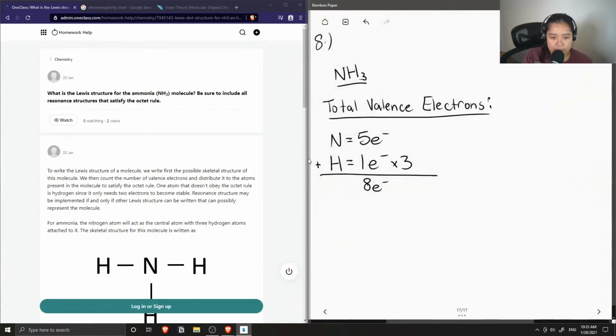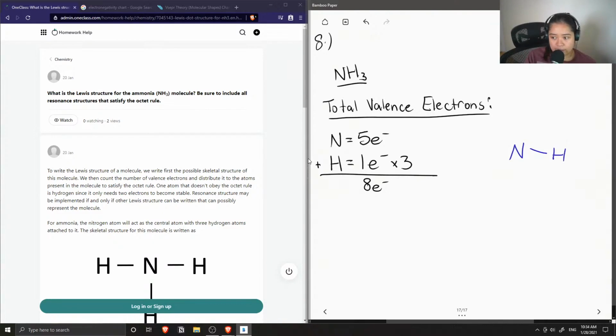So now let's start off by writing out the skeletal structure of NH3. Nitrogen would be our central atom. In this case, it is actually more electronegative than the hydrogen, but the fact that it's able to form multiple bonds makes it more likely for the nitrogen to be the central atom compared to our hydrogen. Hydrogen can only form 1 bond.